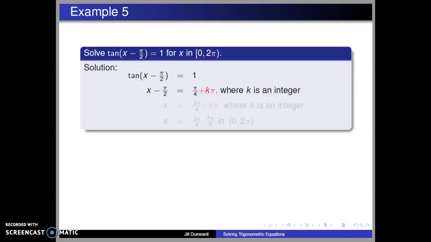We can add pi over 2 to both sides of this equation and get a common denominator to combine pi over 4 and pi over 2. This represents all solutions to the given equation. Since we only want the solutions in the interval from 0 to 2 pi, we specify that x equals 3 pi over 4 or 7 pi over 4.